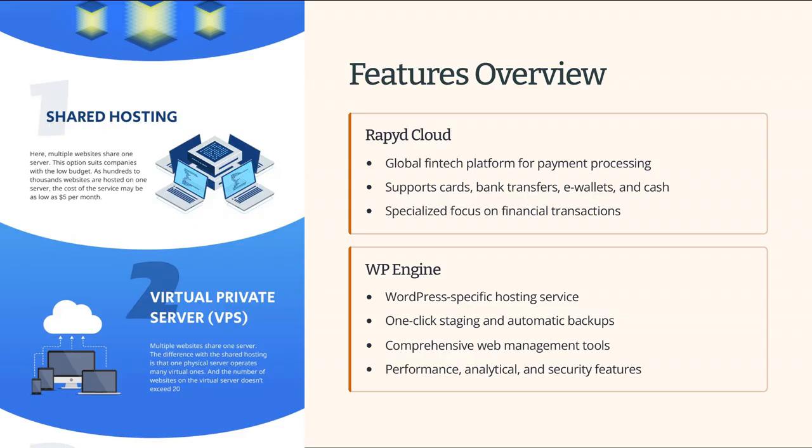Let's talk about pricing. Rapyd Cloud operates on a pay-as-you-go pricing model with no setup fees or monthly charges. The costs are based on the transaction volumes and payment methods used. WP Engine, on the other hand, offers different plans starting at $25 per month for the startup plan, which includes 10 GB storage and 50 GB bandwidth monthly. WP Engine's pricing can be more straightforward and predictable, but if your business heavily relies on financial transactions, Rapyd Cloud's cost could be more efficient.